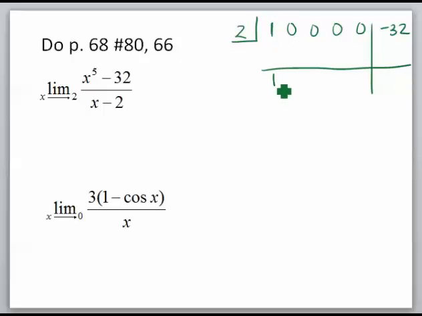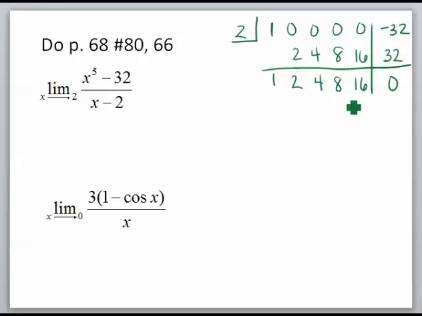So we bring down the 1. 1 times 2 is 2, and then you add these together and you get 2. 2 times 2 is 4. You add those together. 4 times 2 is 8. You add these together. 8 times 2 is 16. Add these together. 16 times 2 is 32. Add them together and get 0.